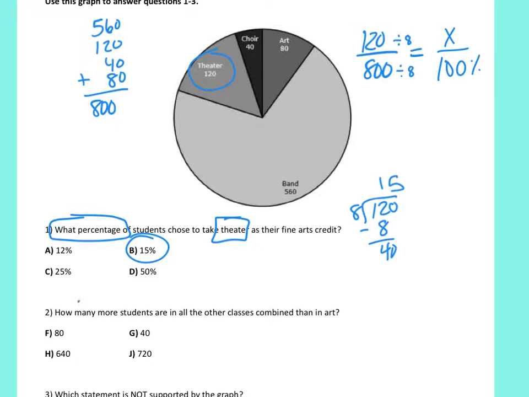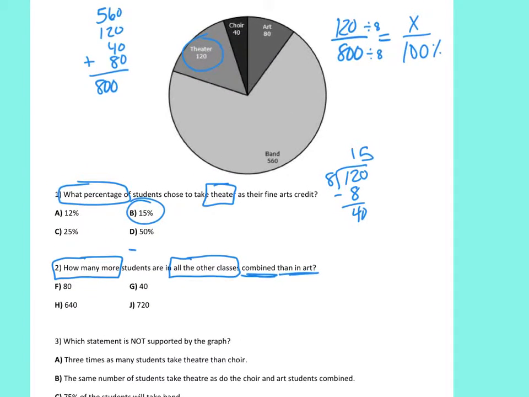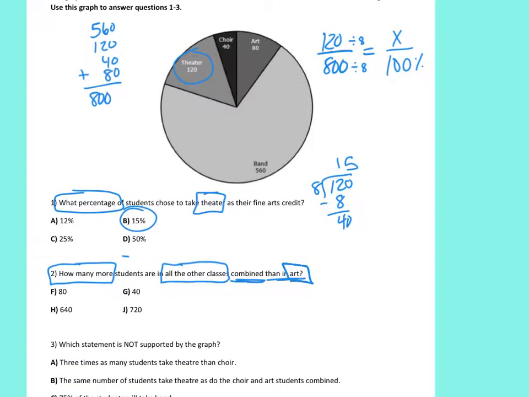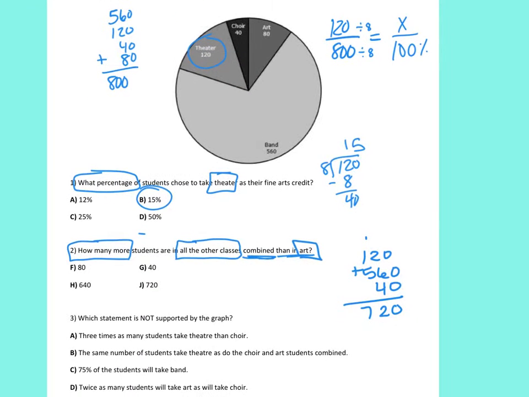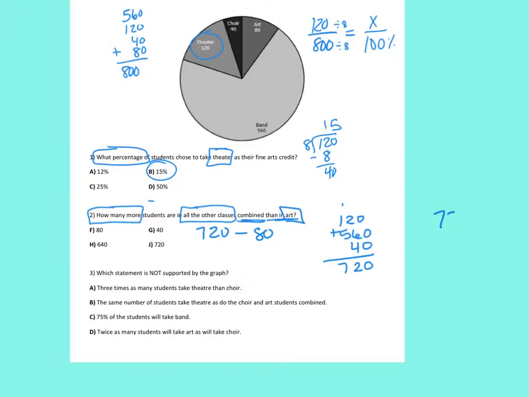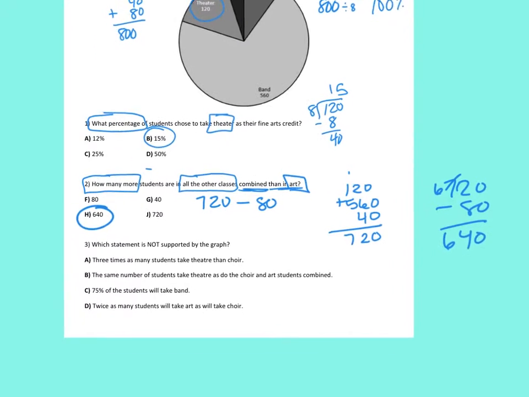Okay, on number 2, how many more, that means we're going to subtract. Number 2, how many more students are in all the other classes combined than in art? Okay, so all the other classes combined, aside from art, would be 120 plus 560 plus 40, right? And that's 720. So all the other classes combined is 720 minus 80 that were in art. And we get, what do we get, Jesse? B. Oh, I got it wrong. I was doing like art minus.